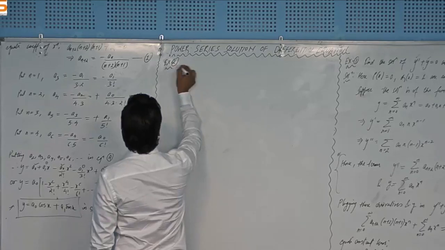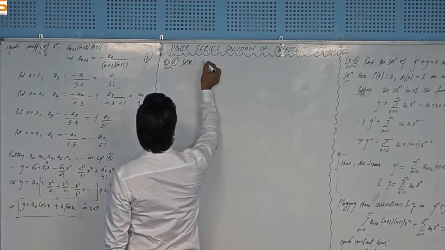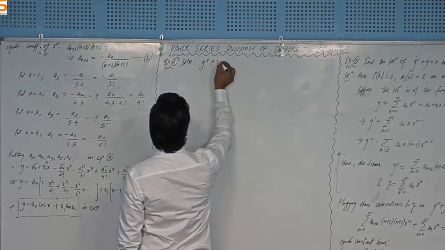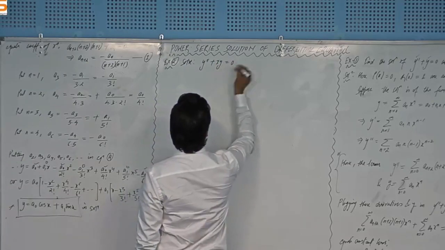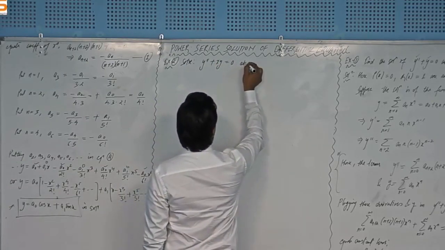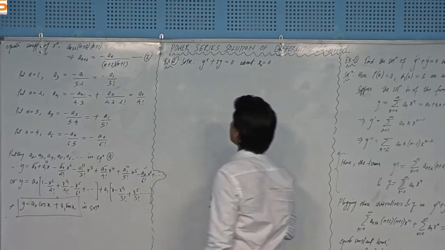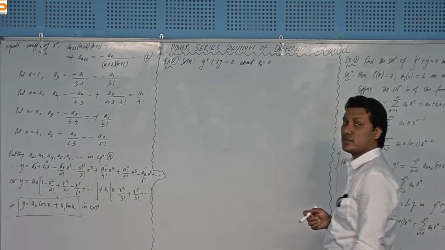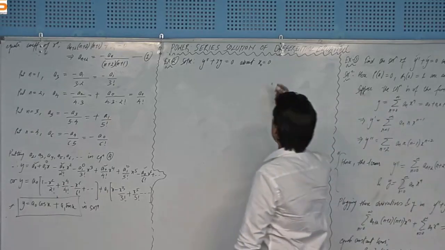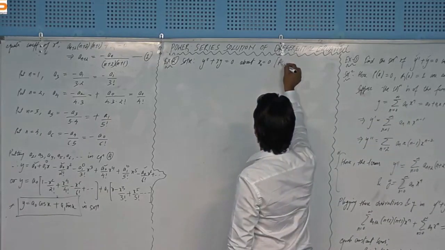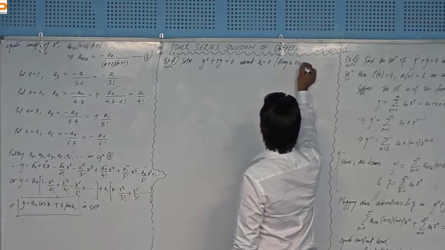Example number 2: solve y double dash plus xy equal to 0 about x equal to 0. This means this is the point about which you need your solution. And this equation is also called Airy's equation.